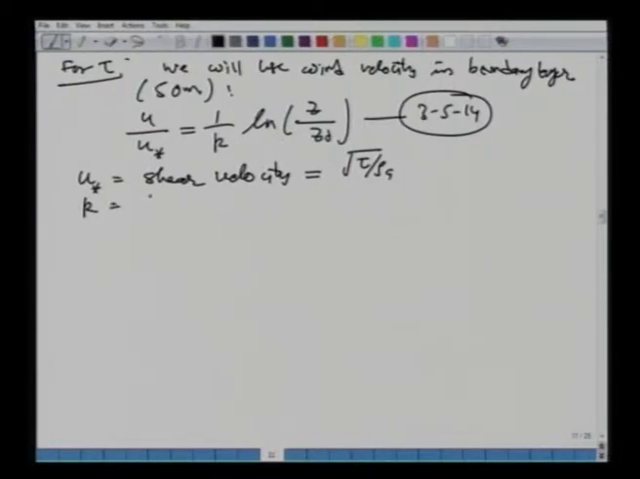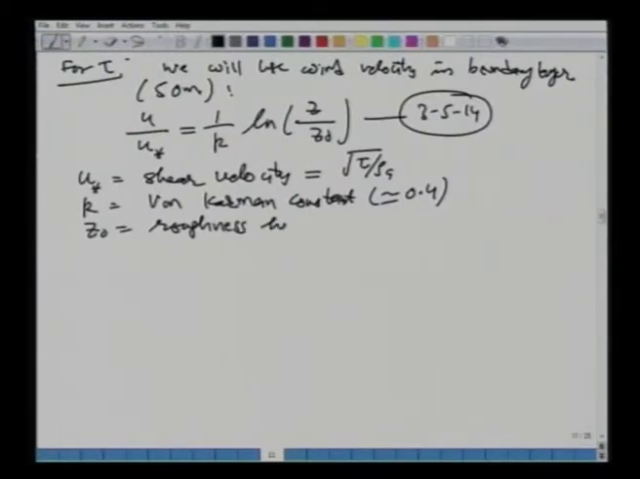k is what is called the von Karman constant, whose value is taken as 0.4 most of the times, and z naught is what is called the roughness height of the surface, which is the earth or ground in this case, for which one can refer to table 2.8.2. You can find the roughness heights for different types of land use patterns.